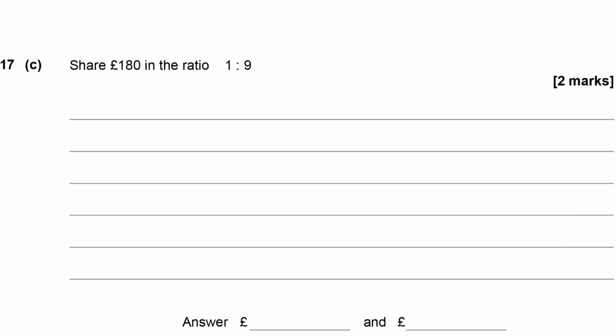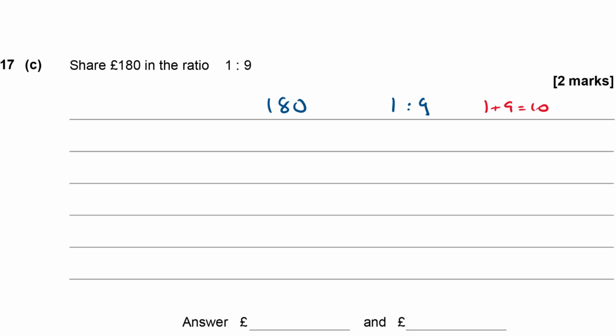Bit more ratio fun here. Share £180 in the ratio of 1 to 9. Okay, so if I want to divide 180 into a ratio of 1 to 9, first off I need to know how many parts I've got altogether. So to divide it into 1 part and 9 parts, 1 plus 9 is 10. So there are 10 parts altogether.